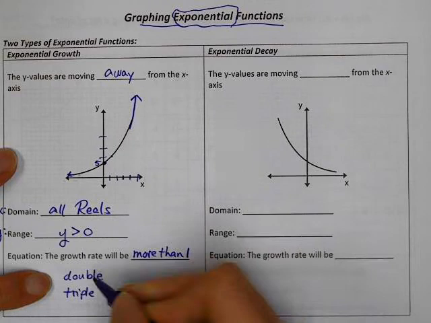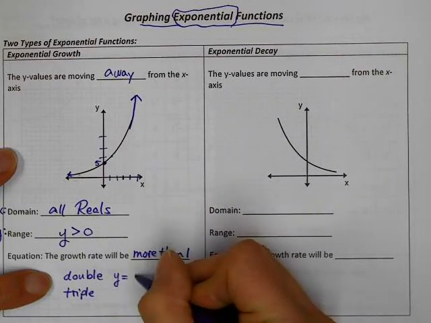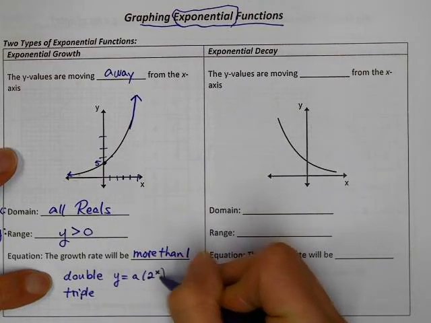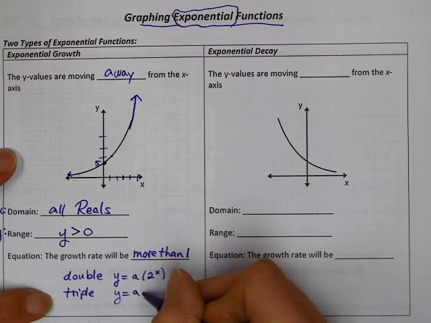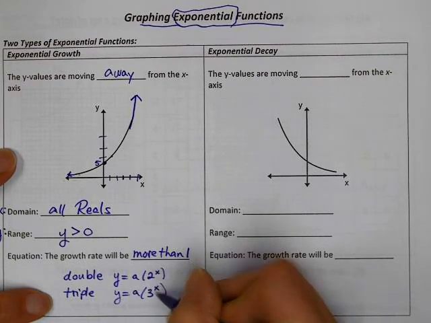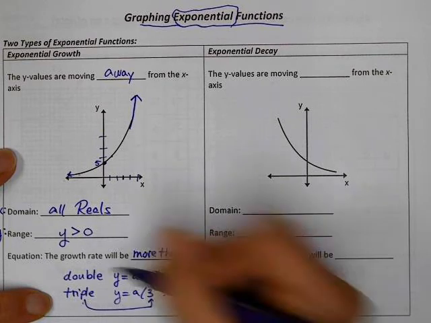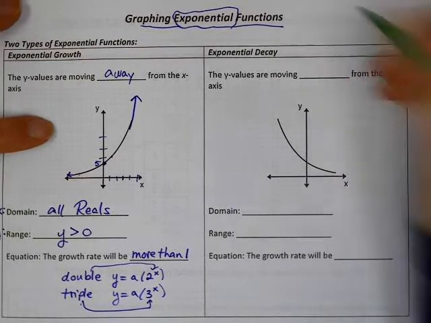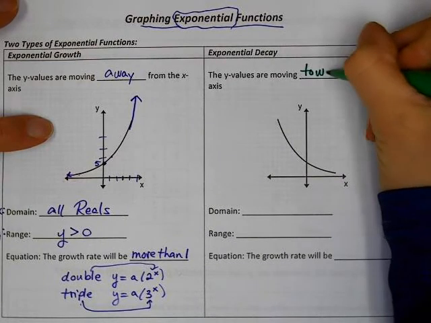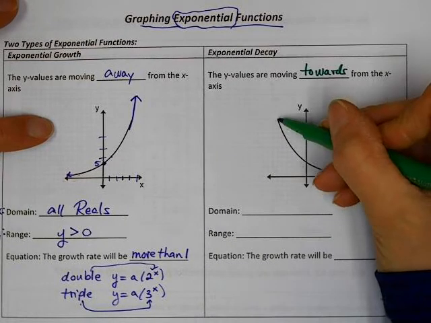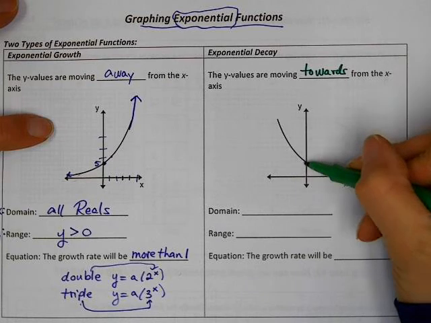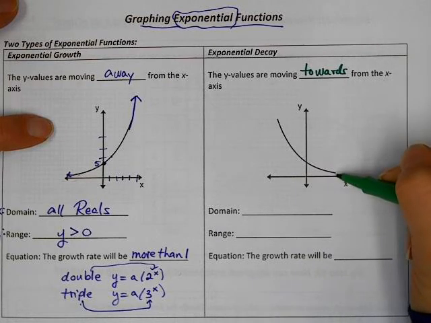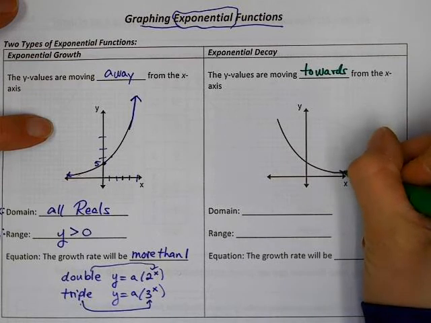And so what you're going to have is y equals a times 2 to the x power, or y equals a times 3 to the x power. So the growth rate right there is the number inside. Now, if you look at the other side, the y values are moving towards the x-axis. The y values are getting smaller and smaller and smaller. But remember, never 0. It's just getting closer and closer.